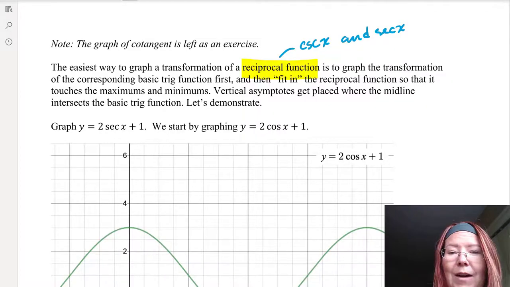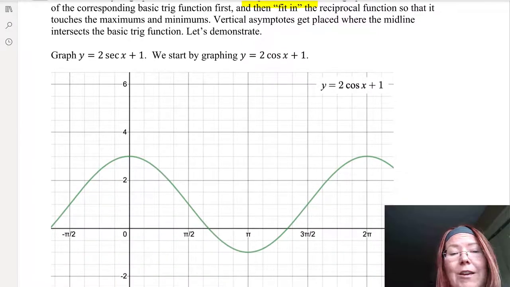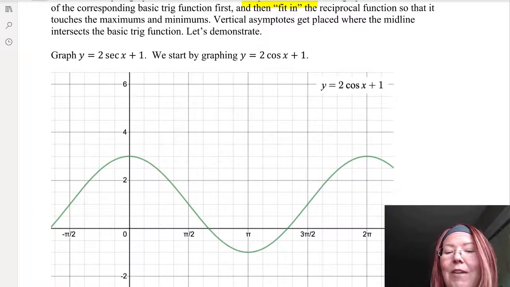So when we go to graph a shift of cosecant and secant, the easiest thing to do is graph the shift of the corresponding sine or cosine and then sketch in the cosecant or secant. And then you can double check with Desmos to make sure you've got it right. So for example, to graph y equals 2 secant x plus 1, we actually start by graphing y equals 2 cosine of x plus 1, because secant and cosine are reciprocals of each other.